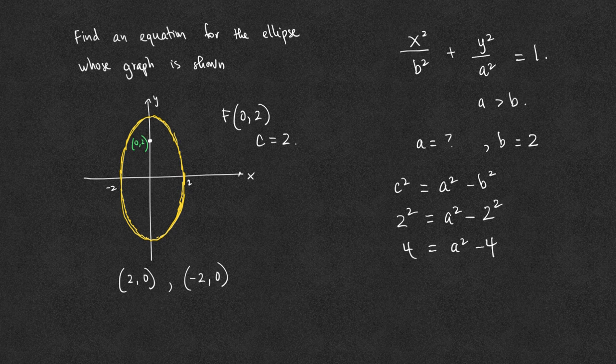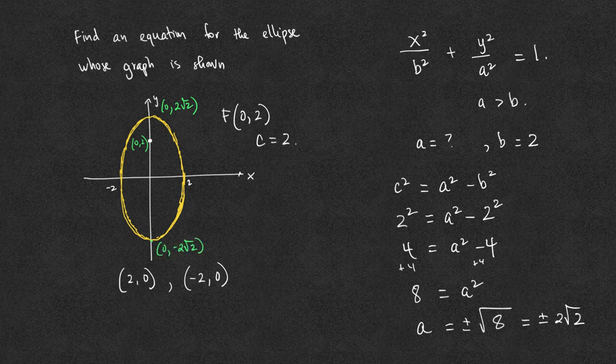A is not 0 in this case because if we add 4 to both sides of the equation, we will have 8 equals a squared. And so a equals plus or minus the square root of 8, which is plus or minus 2 root 2. And these will be the coordinates of the vertices. The vertices are at x equals 0, y equals positive 2 root 2, and x equals 0, y equals -2 root 2.